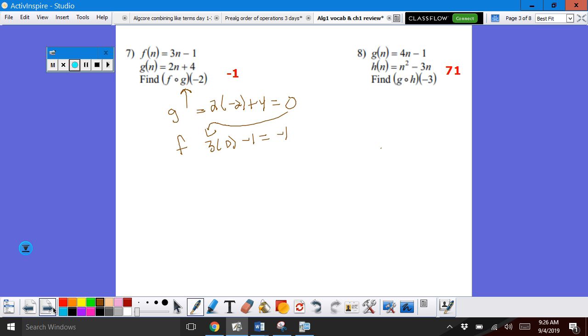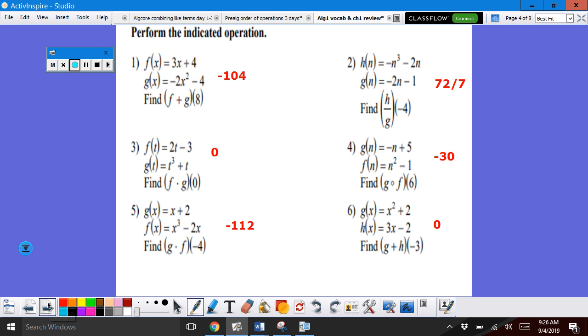There were some harder ones on the other side. So let's keep going. Okay, so when we have function operations, that means we're going to get both answers and add them. So let's take a look at number 1. So if I just take a look at number 1, and I remember I'm substituting, I'm going to go ahead and put parentheses in for every place the variable is on both of those. So here's the f function, here's the g function. So the 8 is going to go in here, and the 8 is going to go in here. So 3 times 8 is 24.